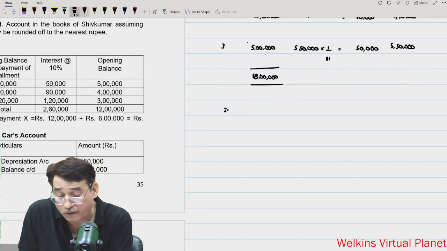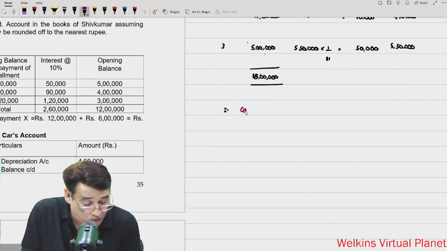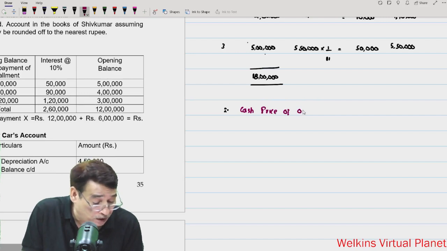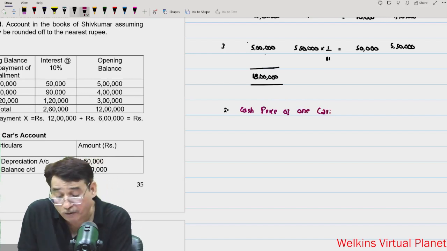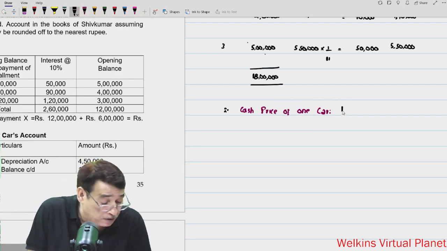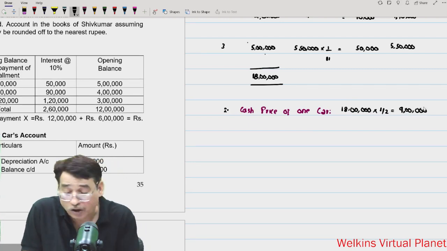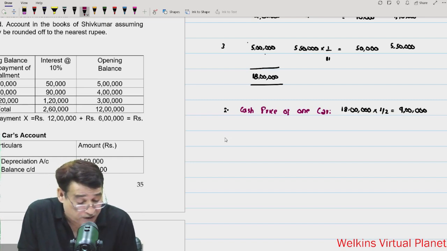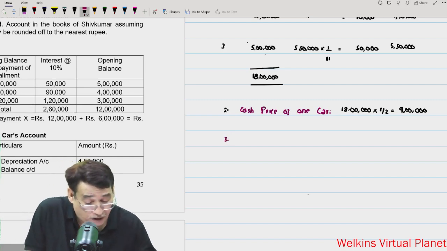So cash price of one car will be equal to 9 lakh, obviously. So 18 lakh into 1 by 2. So now we have determined the cash price of one car. Because we have determined the cash price of one car, we can proceed with the next step now.